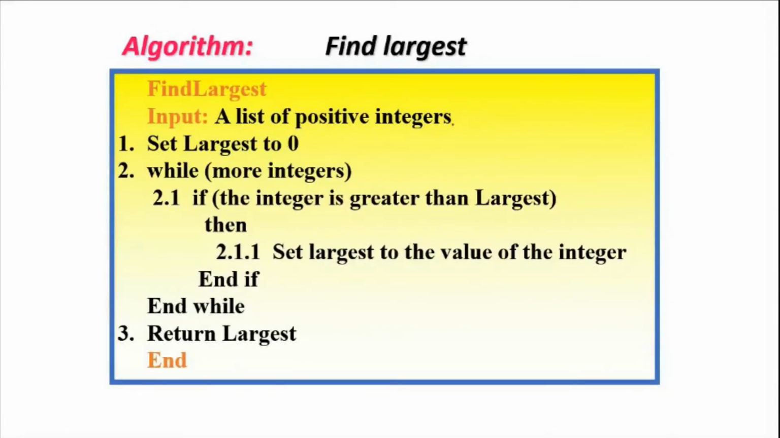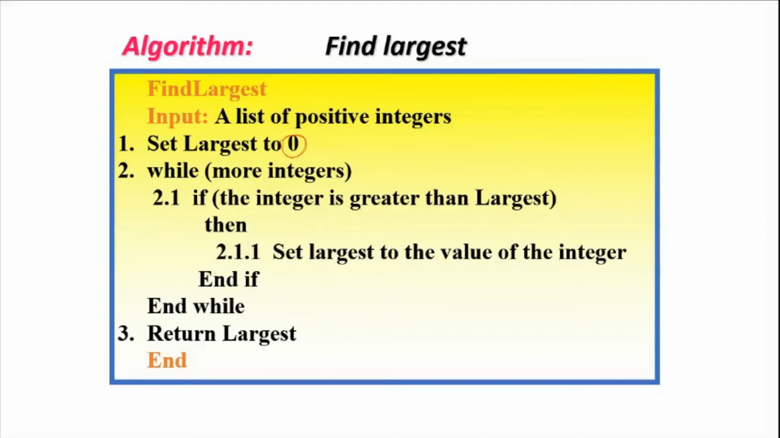Since it is only positive integers, if there are negative integers also, then we have to rethink what value the largest should be set to. Then we check while more integers are present in that particular list. If that particular integer is greater than the largest, then set the largest value to the integer. End if, end while. This end if is for this if, and this end while is for this while. Then finally we return the largest.